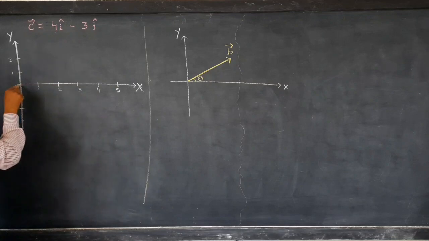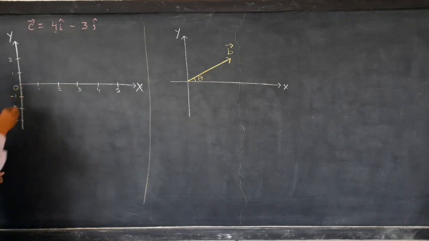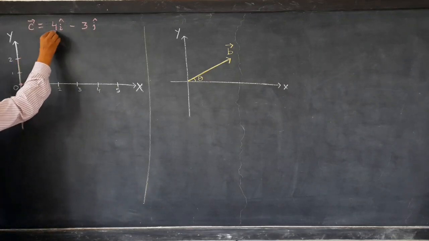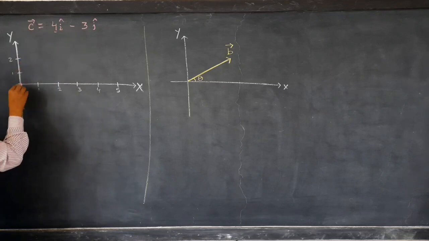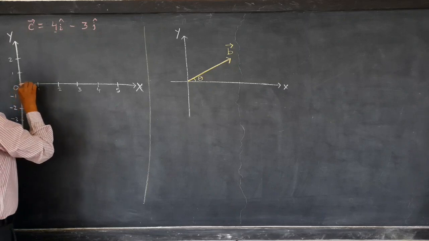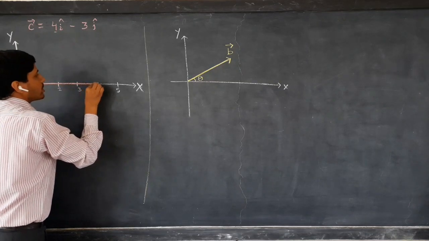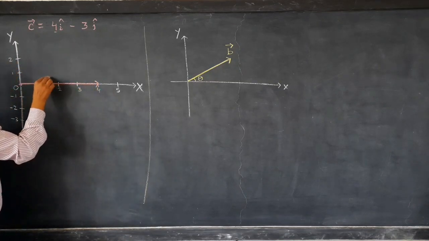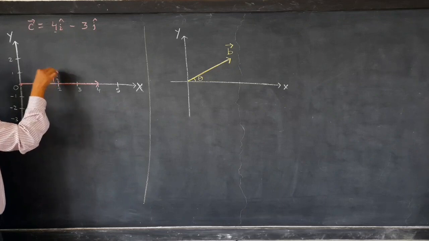So let's see, we have to start from origin. We'll start from our origin, that is this point. 4 units along x-axis. So this is 1 unit, 2 unit, 3 unit, 4 units. So this is the vector. This is the first vector. And this vector is 4 I cap.